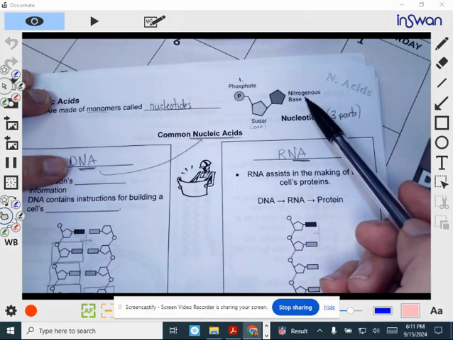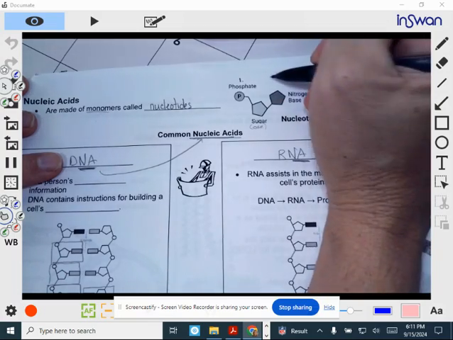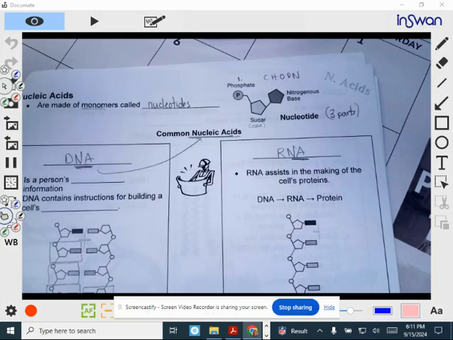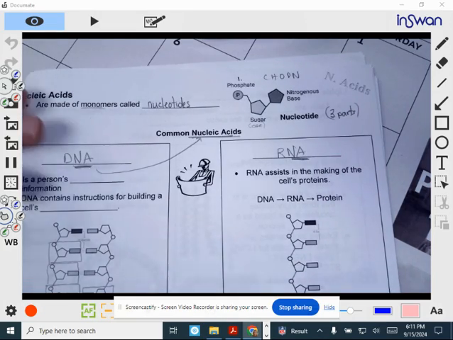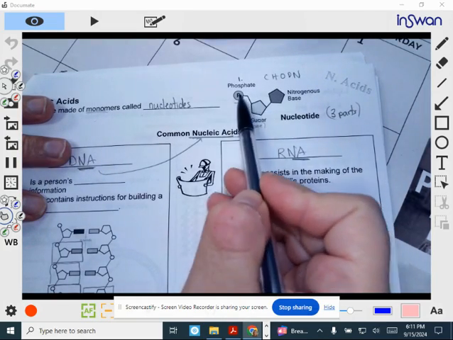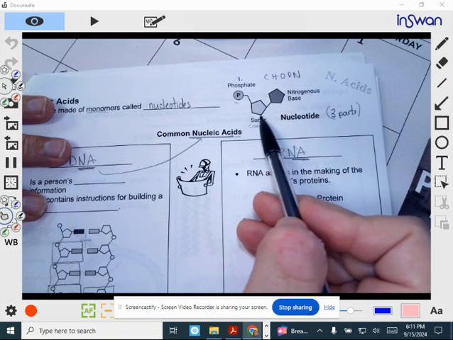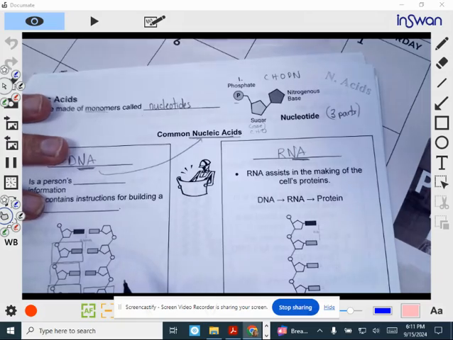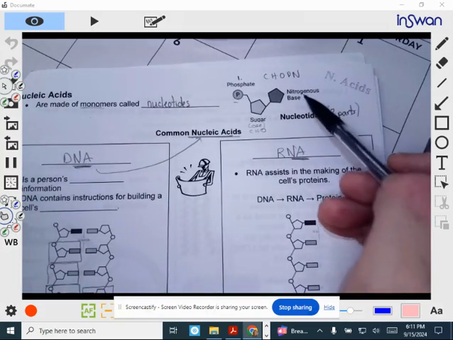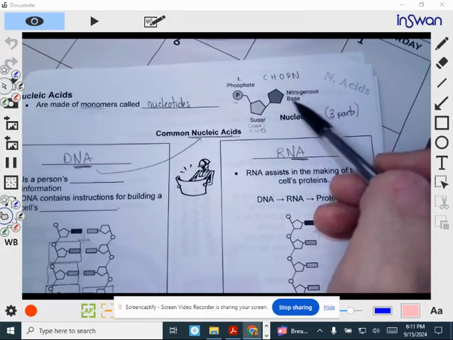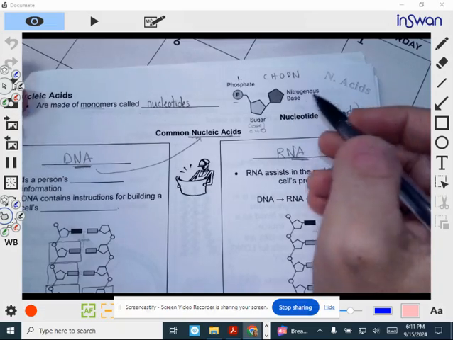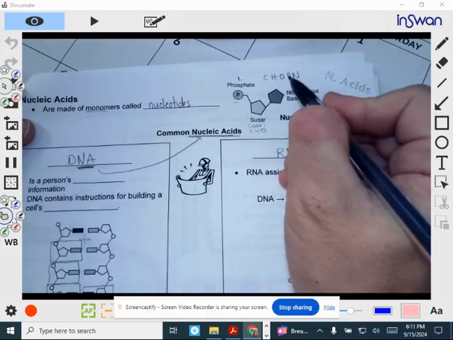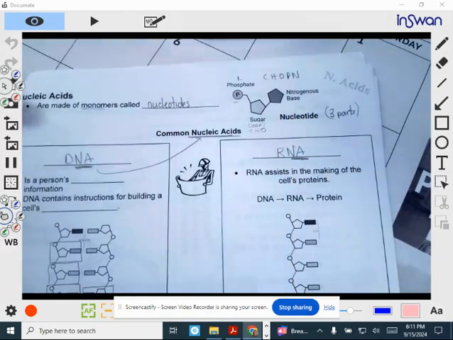And if you remember, nucleic acids contain C, H, O, P, and N. So hopefully you can tell now where you're going to find those elements. Here's that phosphate in that phosphate group. The sugar is going to be carbon, hydrogen, and oxygen in a 1 to 2 to 1 ratio. And then finally, the nitrogenous base. So this ring right here is made with a lot of nitrogen atoms. So that's where the C, H, O, P, and N come from, which we learned earlier.